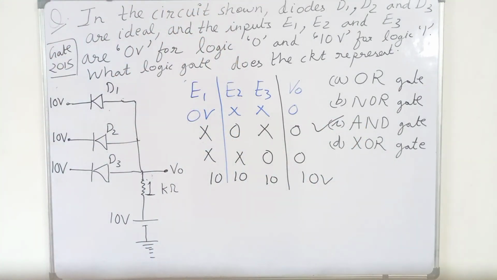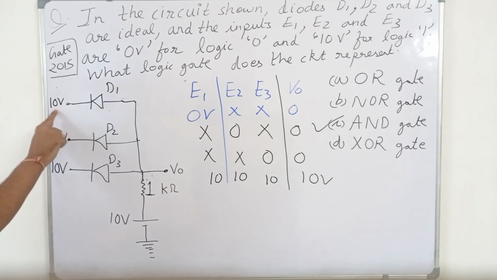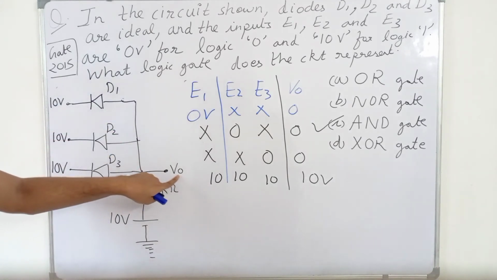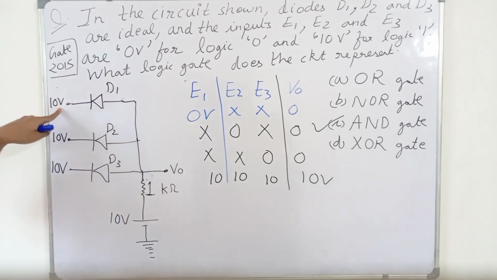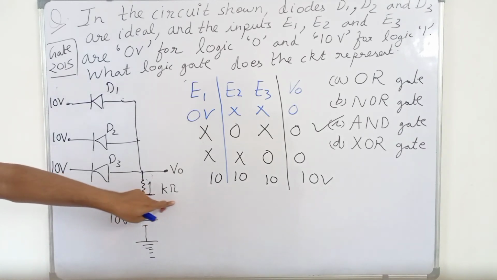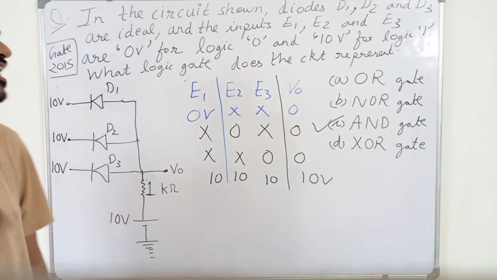In the first 7 cases, when any one of the voltages was low, one of the diodes was forward biased, so the output voltage V0 was connected to 0 volt because of that forward biased diode, and the output was 0. In this case, none of the diodes is forward biased, so the output is connected to 10 volt because there is no voltage drop across this 1 kilo ohm resistor. So V0 will be equal to 10 volt.